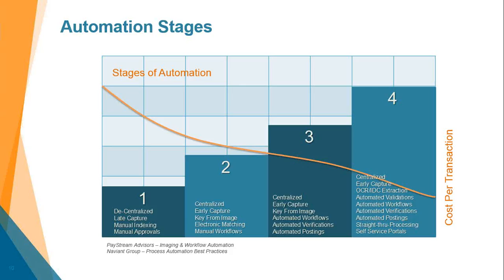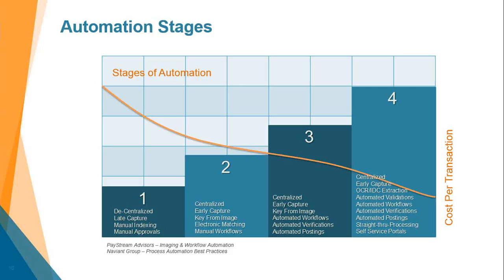Based on our experience, we've summarized these 4 most common high-level stages of automation. As you move from left to right, you're going to have more automation. You're going to reduce those costs per transaction. But again, people start in different areas.